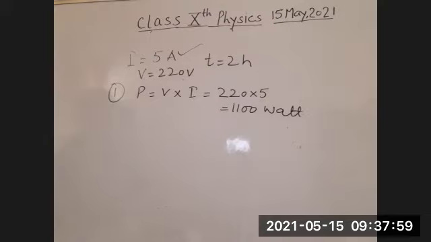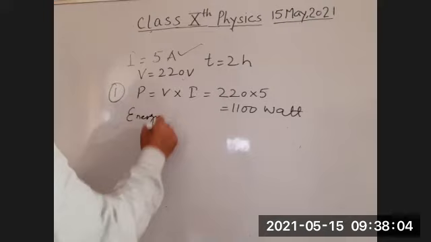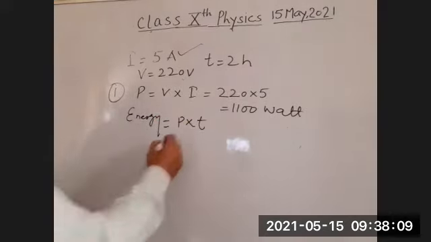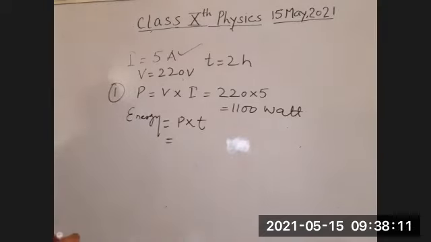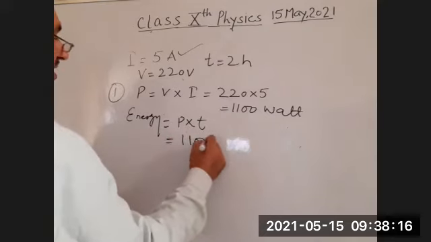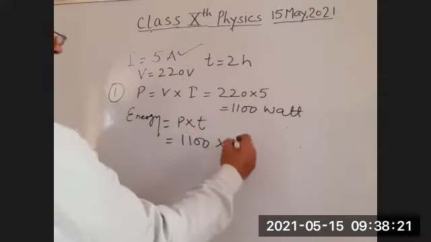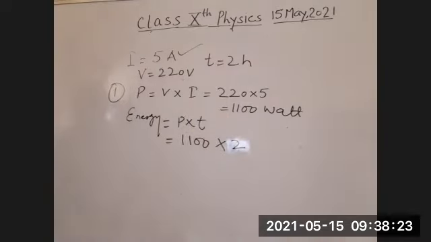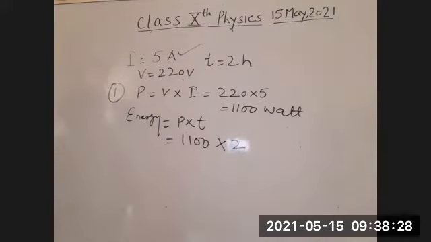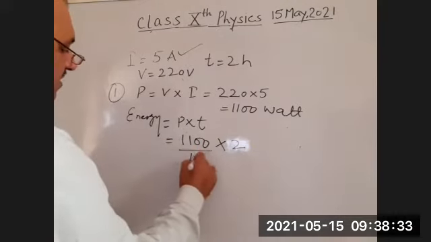Now students, we want to calculate the energy. You know that energy is power into time. The power is 1100 watt, multiplied by the time, which is given as 2 hours. Now here what we will do, students, we will first convert this watt into kilowatt.